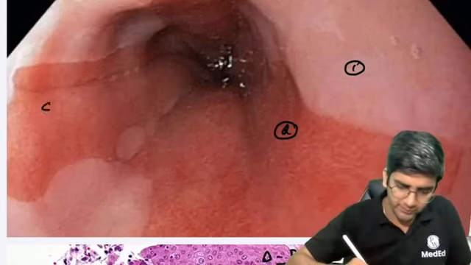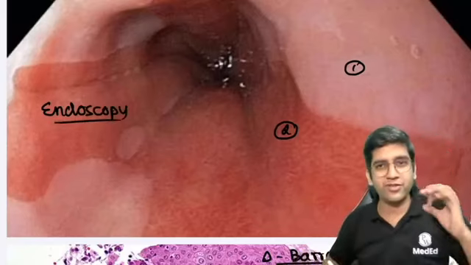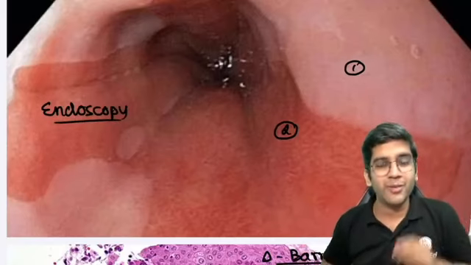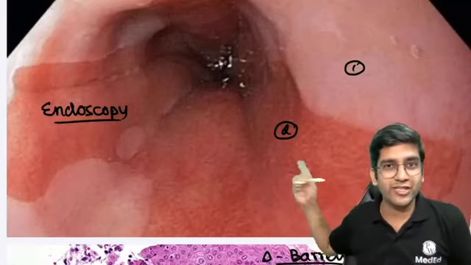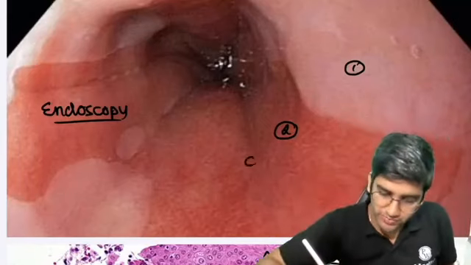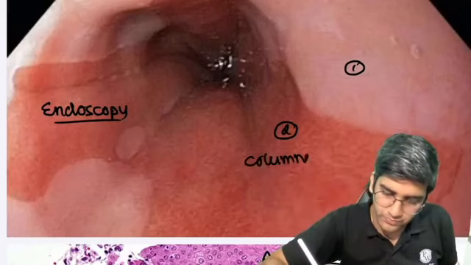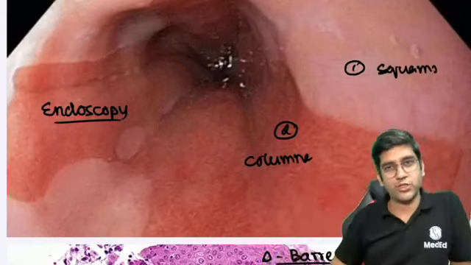This is an endoscopy finding. I'm betting on you 100% everyone can say which is columnar, because columnar is single layer, which can see the underlying blood vessels clearly, so it's red in color. Red color, this is my normal squamous epithelium's color, right? So this is my columnar epithelium and this is my squamous epithelium. That's how it looks in your Barrett's esophagus.